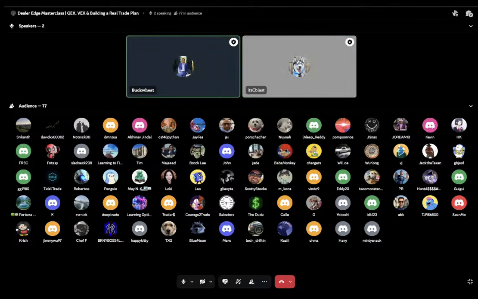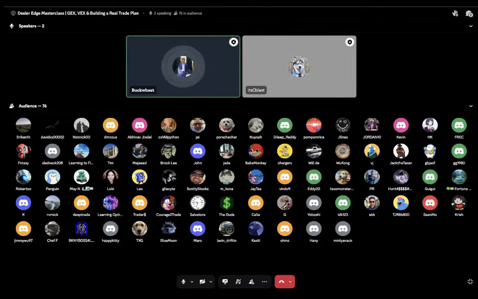Right, right. That's exactly right. And incorporating swing trades as well. I feel like we don't really get to touch on that.